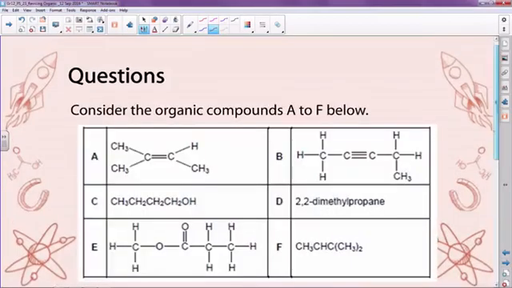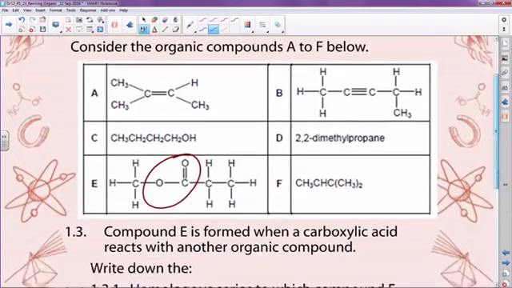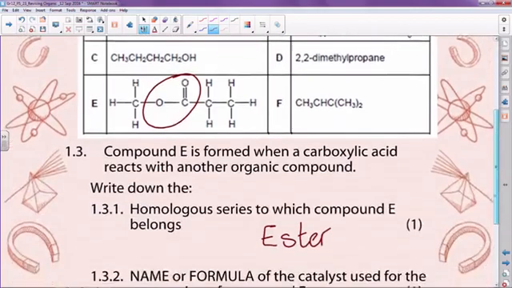Now remember, when I wrote all over it, this is the part that was important. And what did we say? We said it was an ester. So it's done. The next part is straight revision.